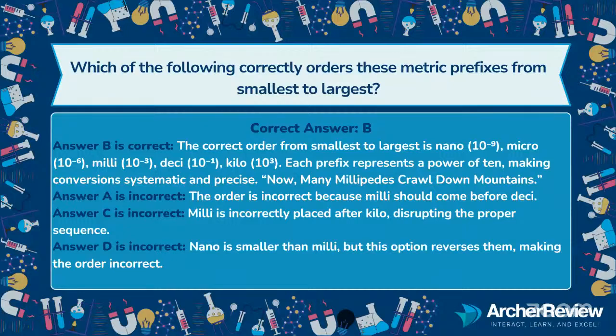Answer A was incorrect because milli needs to come before deci. Answer C is incorrect because milli was incorrectly placed after kilo. And answer D is incorrect because nano is smaller than milli. All right, we're going to move to our next one.